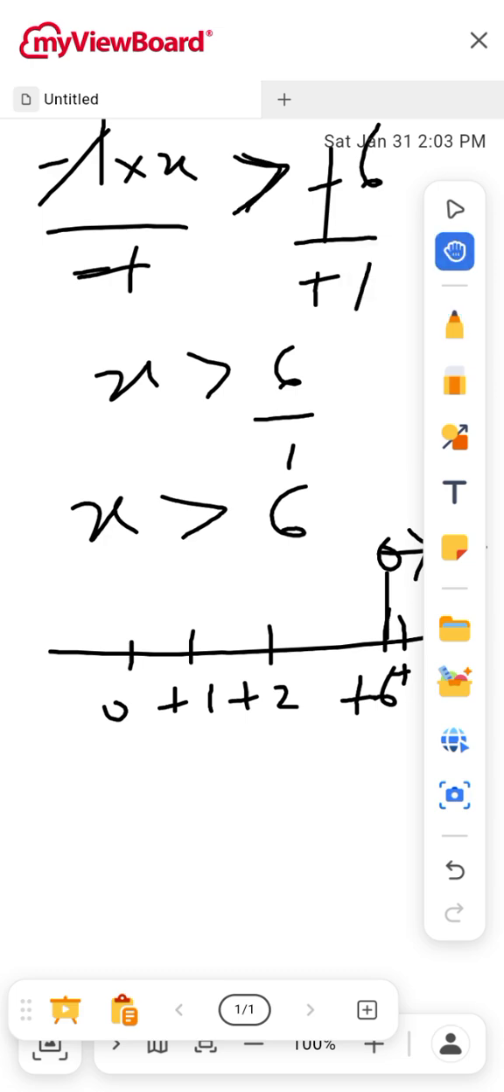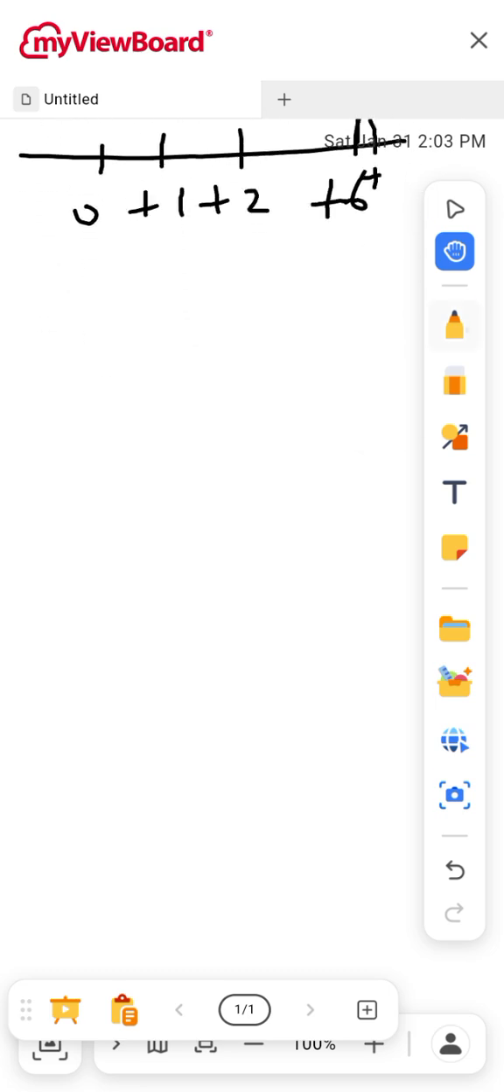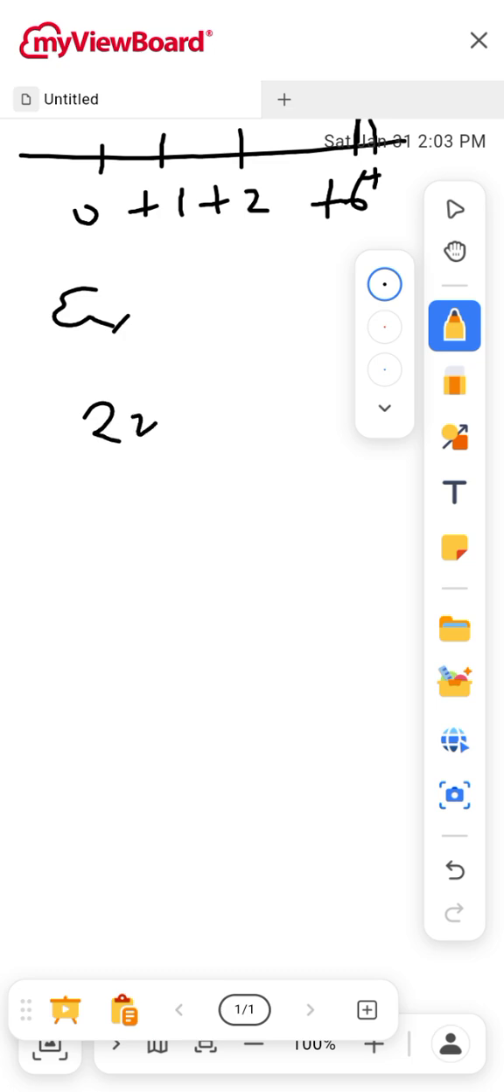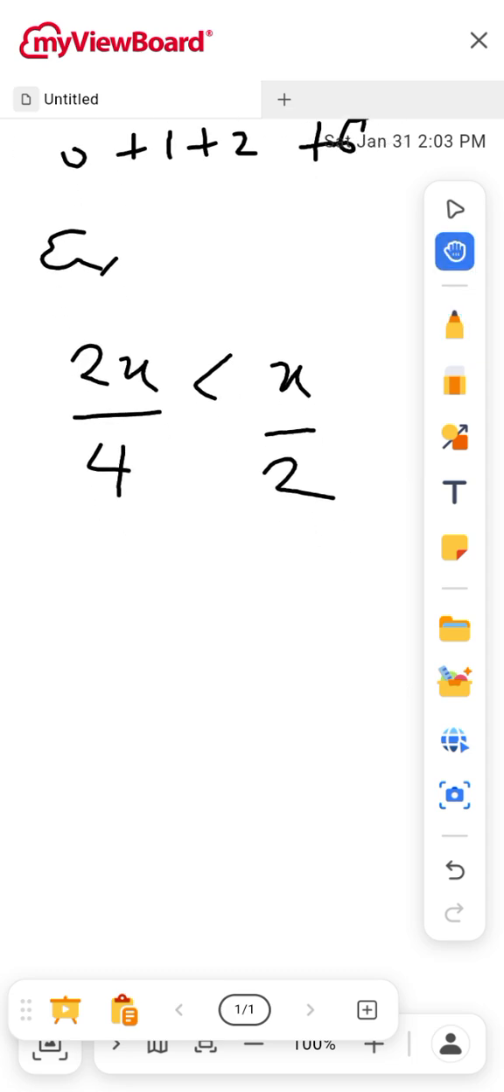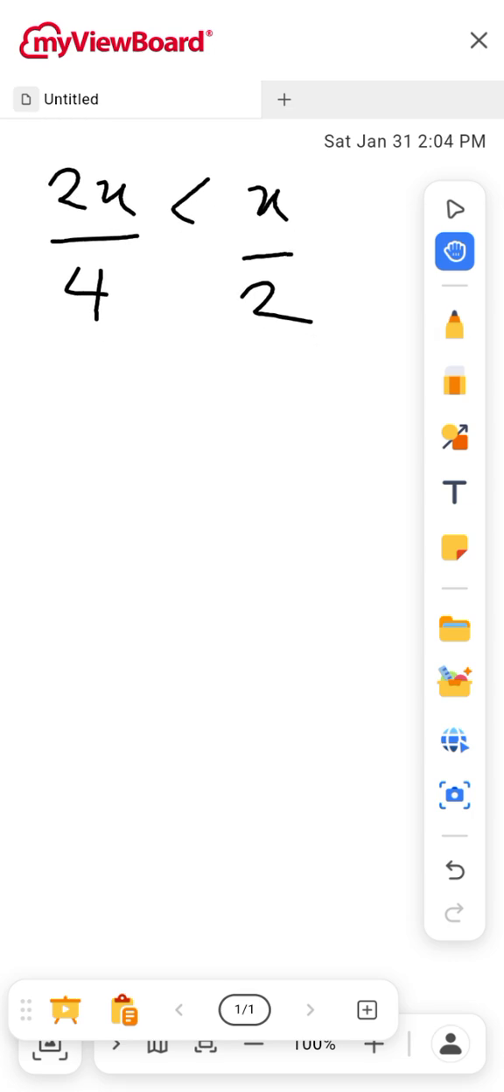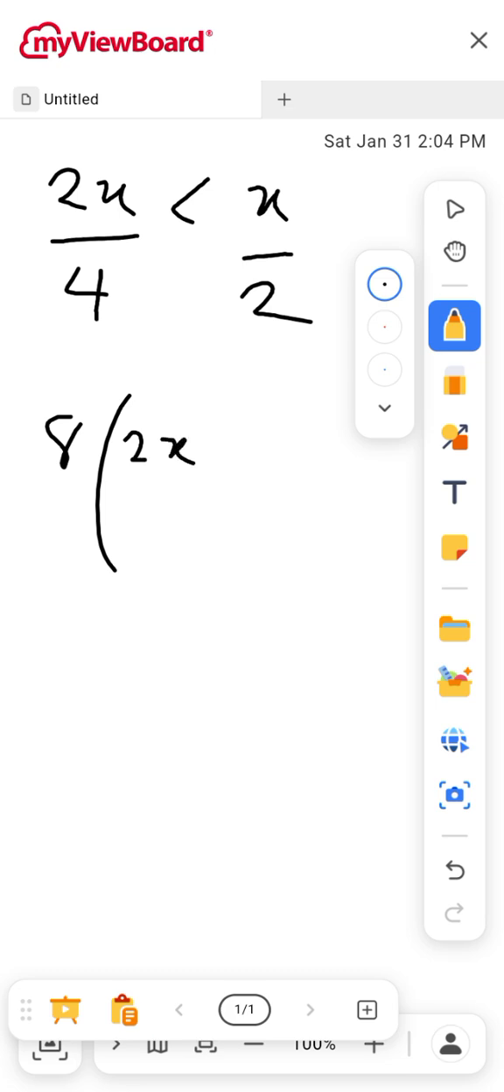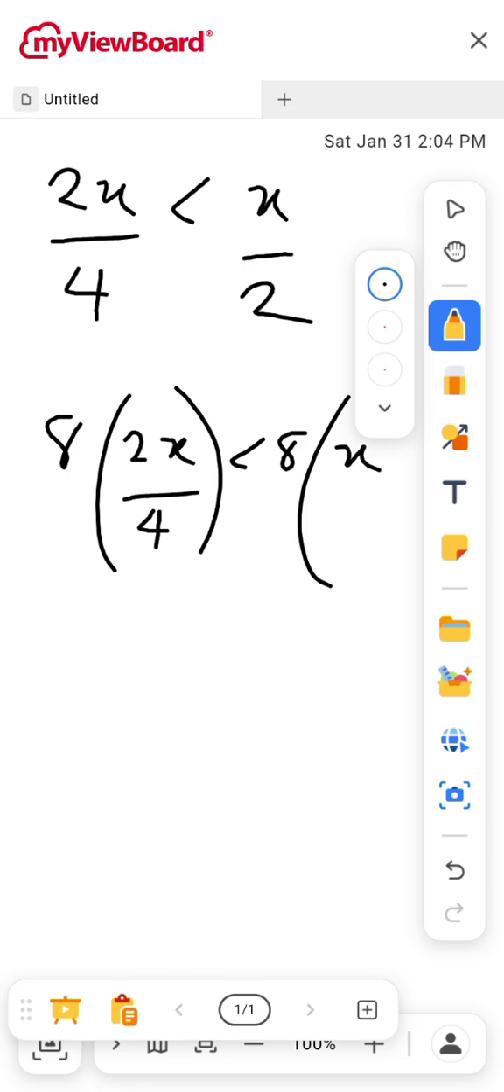And another way they could give us a question is to give us an inequality involving fractions. Let's say you have 2x over 4 less than probably x over 2. How do you solve this? The same way we solve equations involving fractions. The LCM is 8. Use the 8 to multiply both sides of the inequality. 2x over 4 less than 8 into brackets x over 2. Then you look for what can cancel. 4 goes there, 1, 4 goes there, 2.